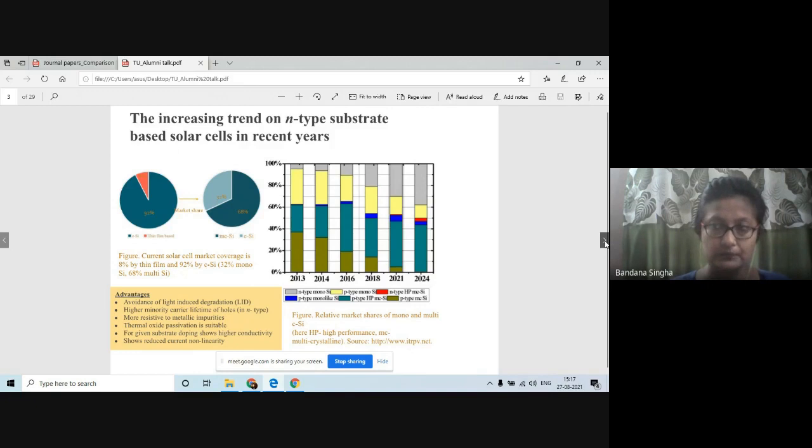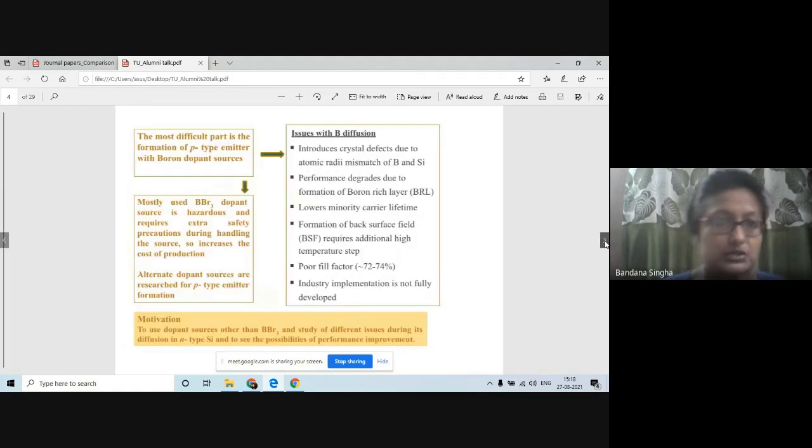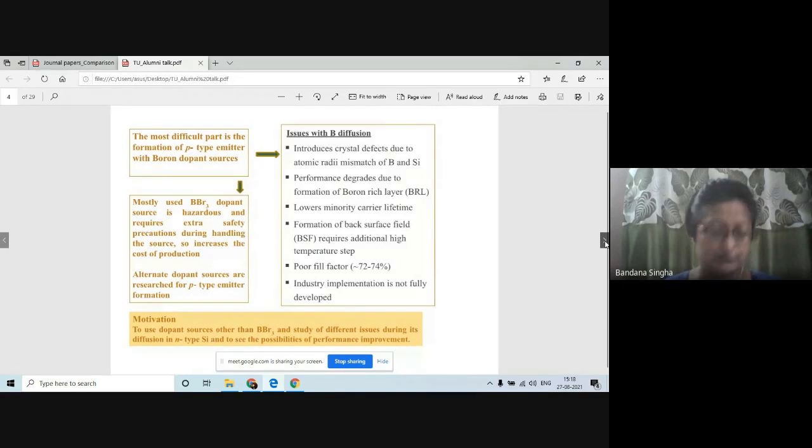But most of the solar cell technologies are based on p-type silicon. The technology is already established. So replacing the already existing technology with a new substrate based solar cell is challenging. And also, apart from this, there are other issues with n-type solar cells. The most difficult part is the formation of p-type emitters with boron dopants.